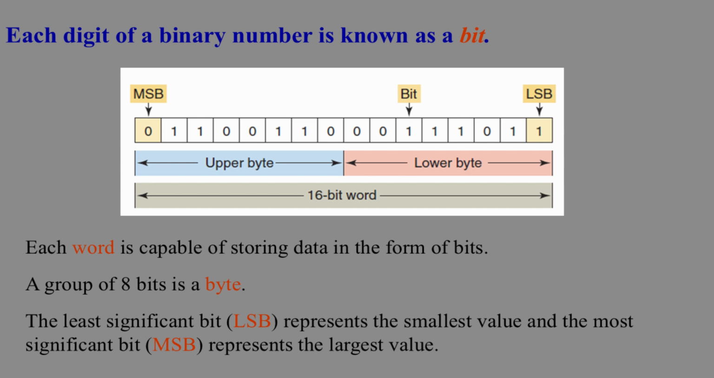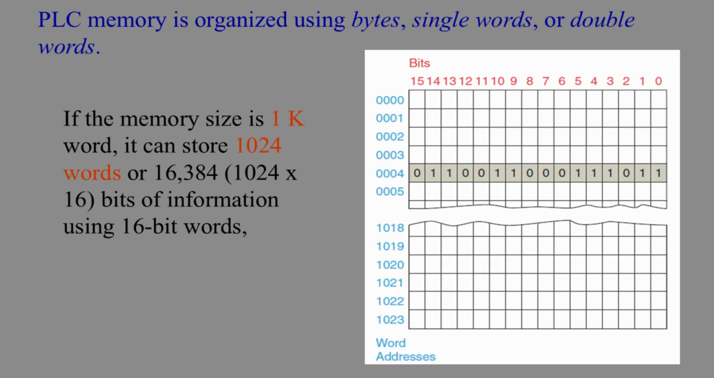For example, in the binary word shown, the MSB is on the far left, and the LSB is on the far right. Understanding bits, bytes, and words is essential because PLCs store and manipulate data in these fixed groupings. PLC memory is organized into bytes, single words, or double words, depending on the size of data being stored. A word is usually 16 bits, and memory capacity is often expressed in terms of words.